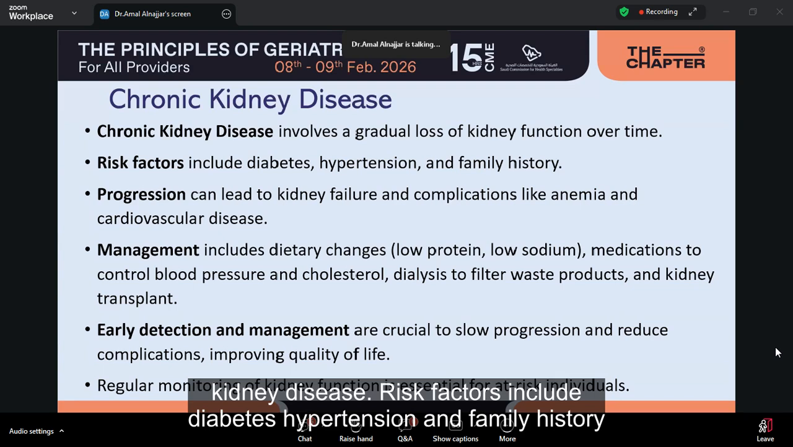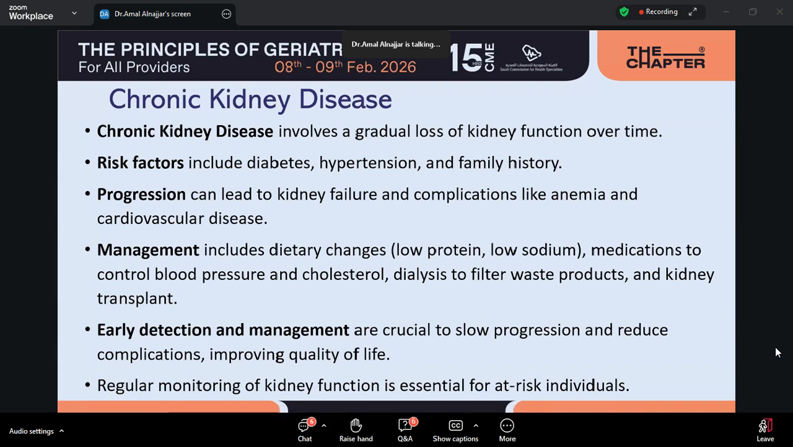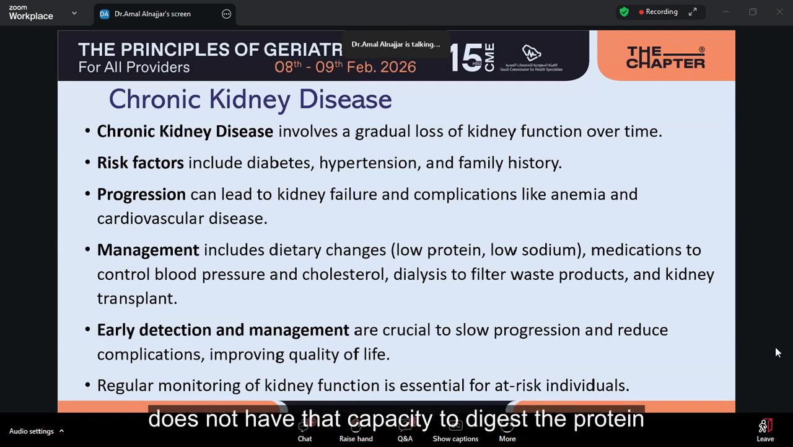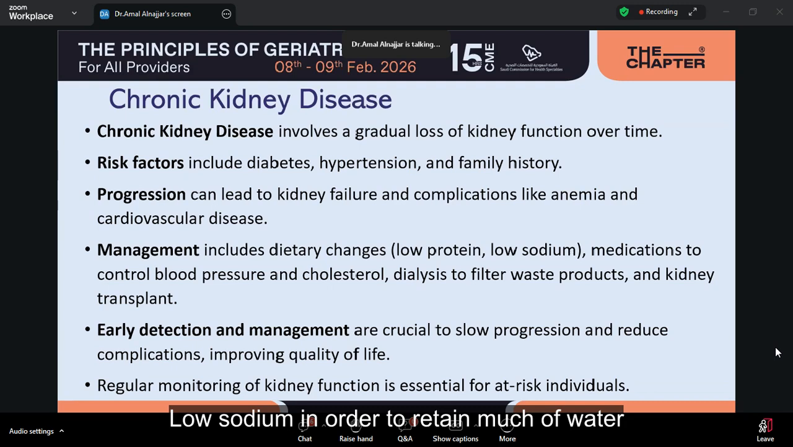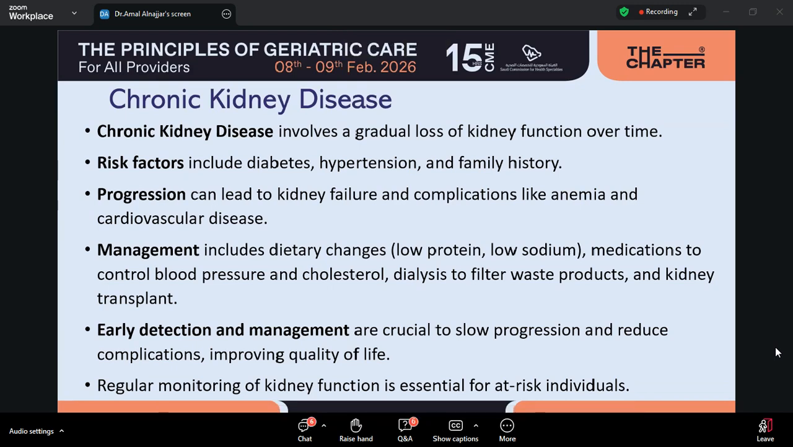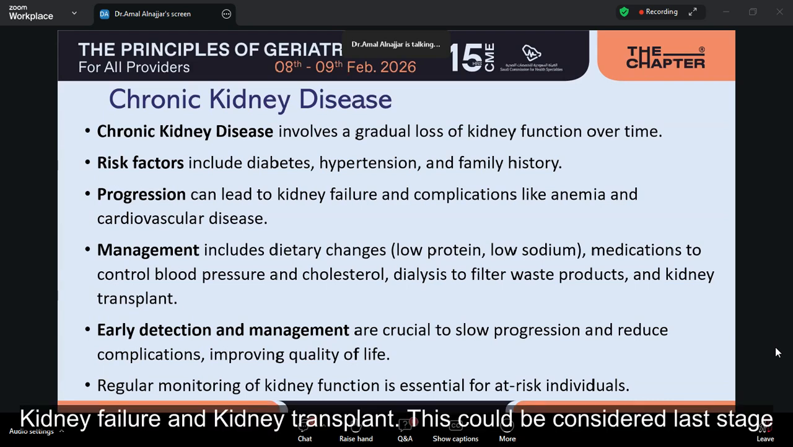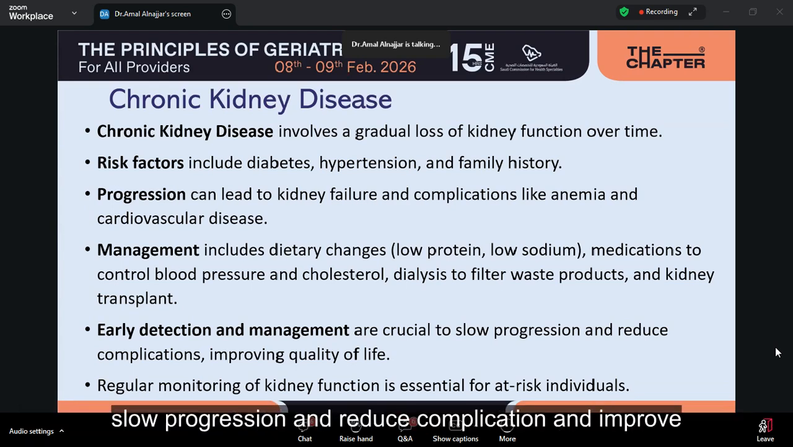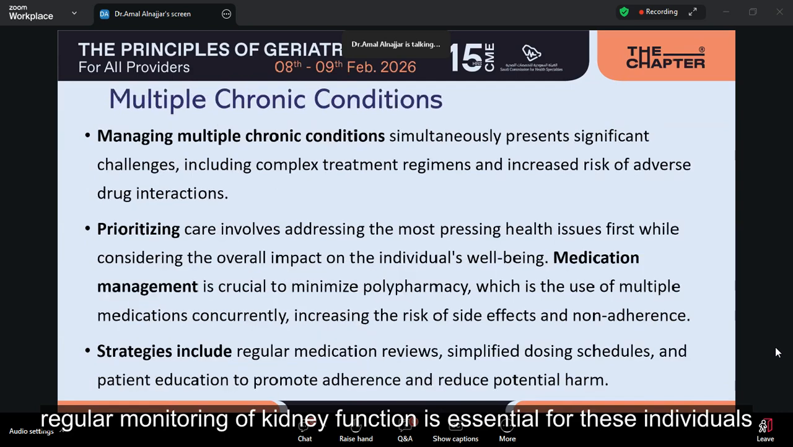Risk factors include diabetes, hypertension, and family history, and progression can lead to kidney failure and complications that might end up with anemia and cardiovascular disease. Management usually includes dietary changes, like giving the patient low protein, because if the kidney is tired, it does not have the capacity to eliminate the protein. Low sodium, in order not to retain too much water, which would be another burden on the kidney. Medication controls blood pressure and cholesterol, dialysis filters waste products in case the patient reaches kidney failure, and kidney transplant could be considered as the last stage. Early detection and management are crucial to slow progression, reduce complications, and improve quality of life. Regular monitoring of kidney function is essential for these individuals.